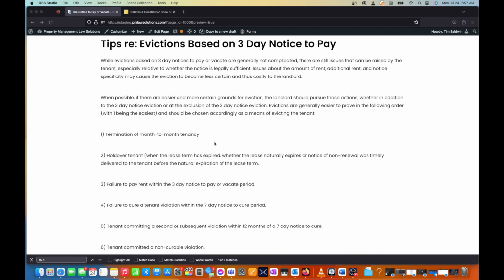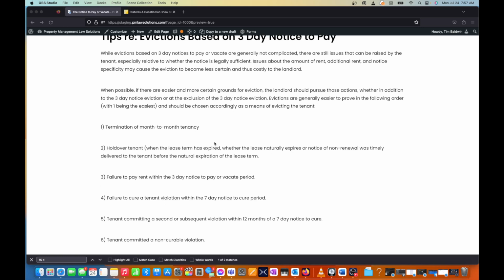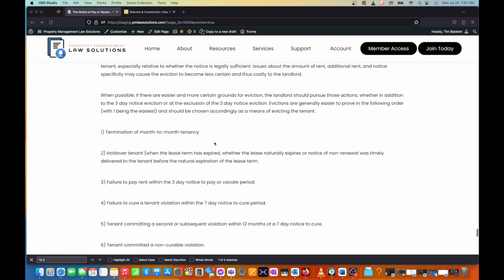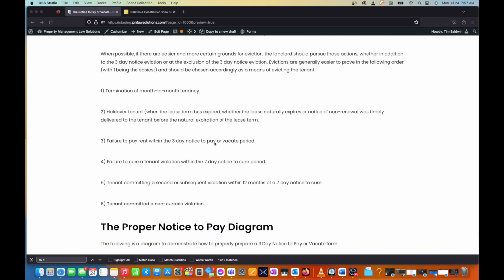This is just some tidbit of information about evictions for various reasons. There's basically a sort of hierarchy of evictions, ones that are easier to handle and ones that are harder to handle. So 3-day notice to pay or vacate are on the scale simpler evictions, but you can see here in this list, the easiest one is terminating month to month, and then a holdover tenant, that is someone whose lease has ended and they don't have permission to be there. That's also an easier eviction to deal with.